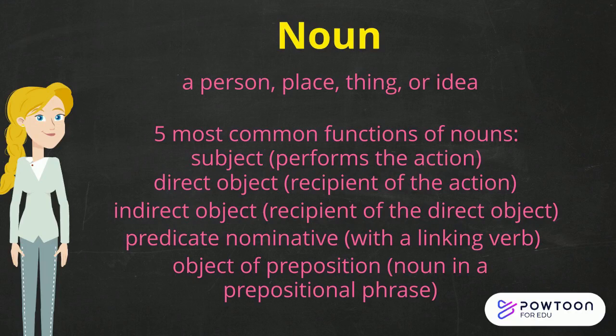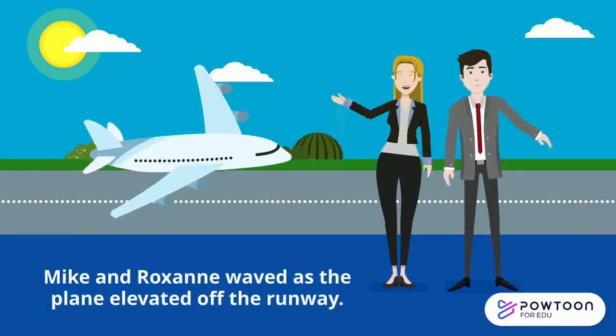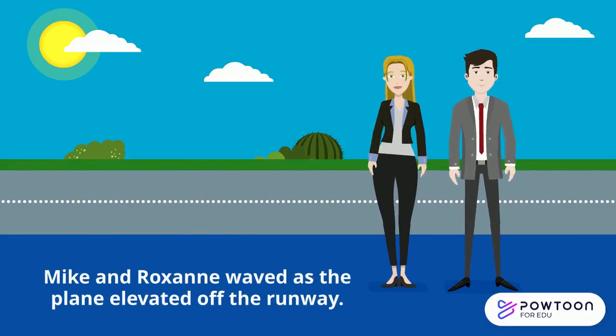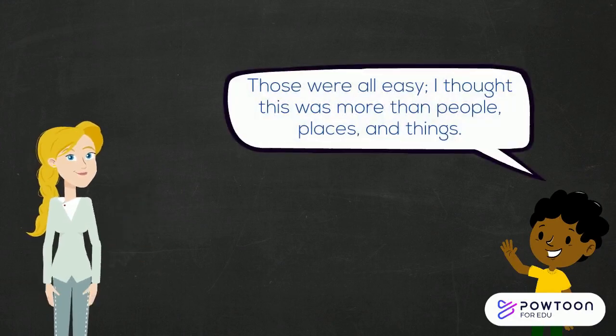Most nouns are pretty straightforward. For example, in the sentence, the two passengers waited for the airplane, passengers represents people, so that would be a noun. An airplane is obviously a thing, so both of these words are nouns. In the sentence, Mike and Roxanne waved as the plane elevated off the runway, Mike and Roxanne both represent people. Plane, again, would be a thing, and runway could be a location or a place. So all these words would be the nouns in the sentences. All these nouns are concrete nouns and tend to be pretty simple.